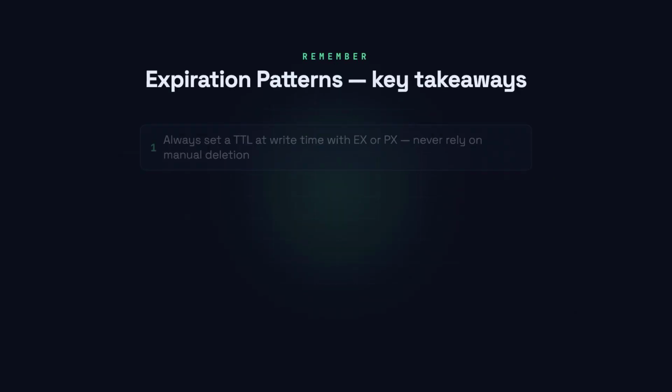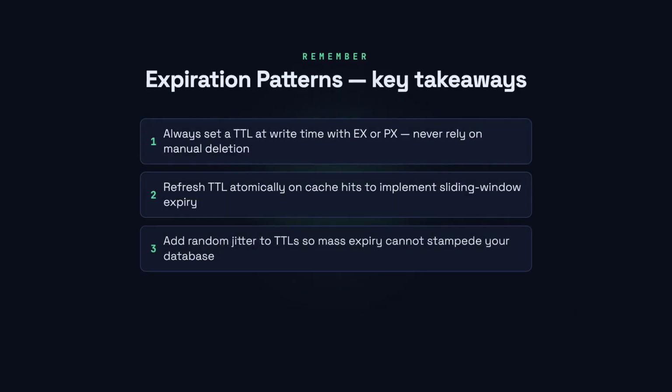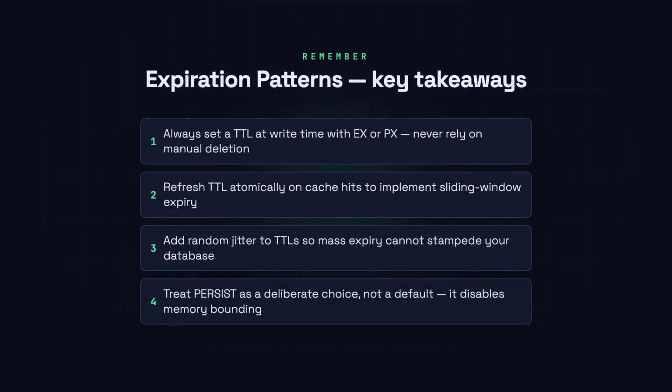Set TTLs at write time, refresh them atomically on reads, and spread expiry with jitter. Those 3 habits keep your cache bounded, consistent, and your database safe from stampedes.